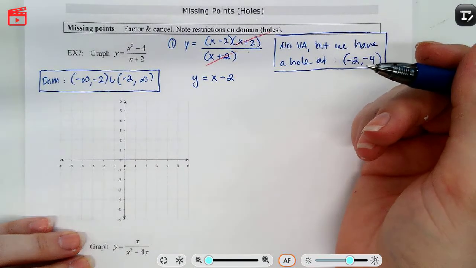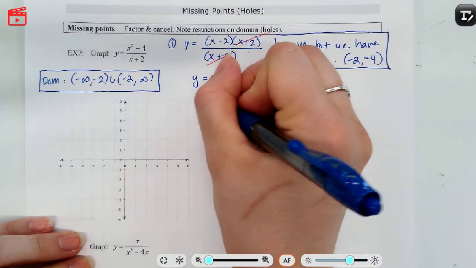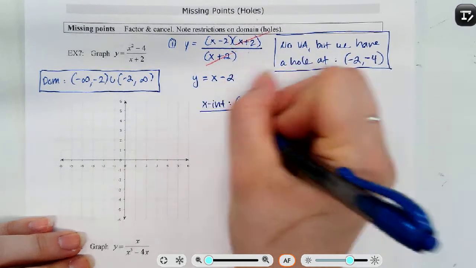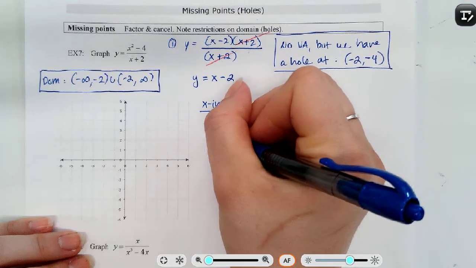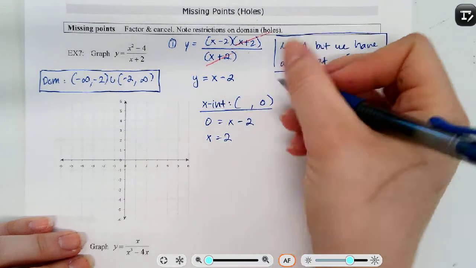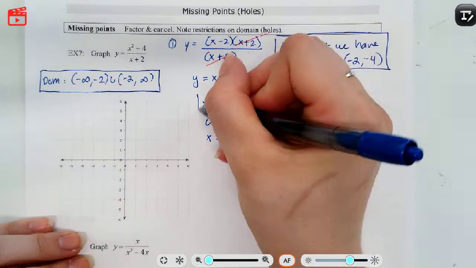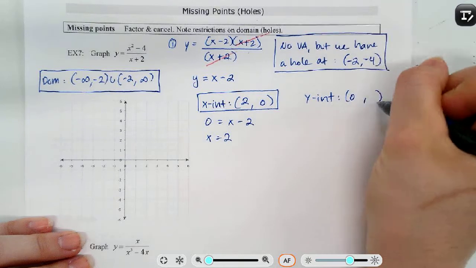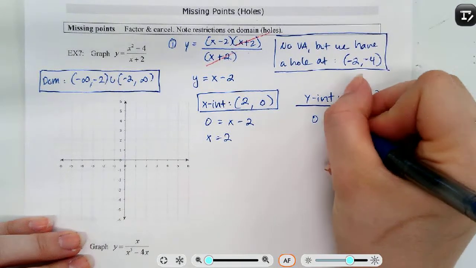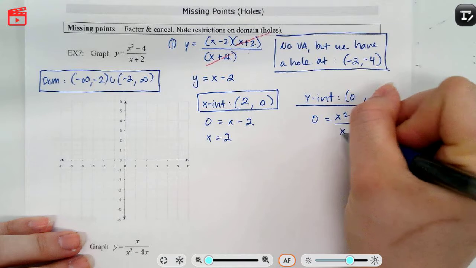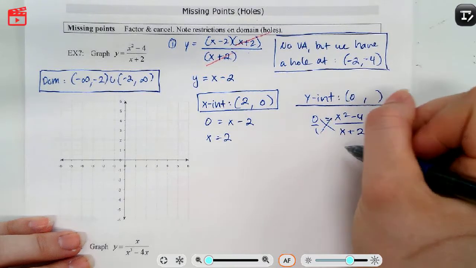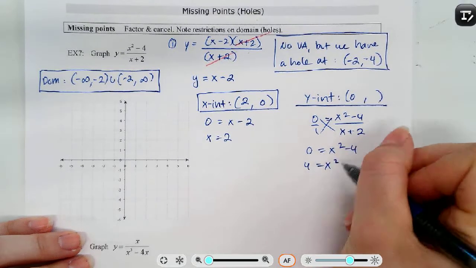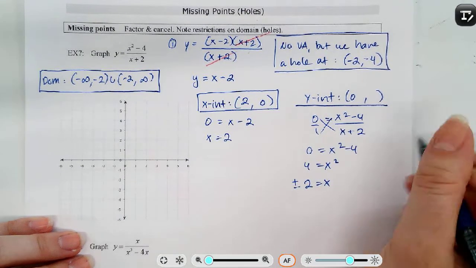Okay, so two intercepts. Let's see. X-intercept. Set y to 0. So x is going to equal 2. Y-intercept. Cross-multiplying.